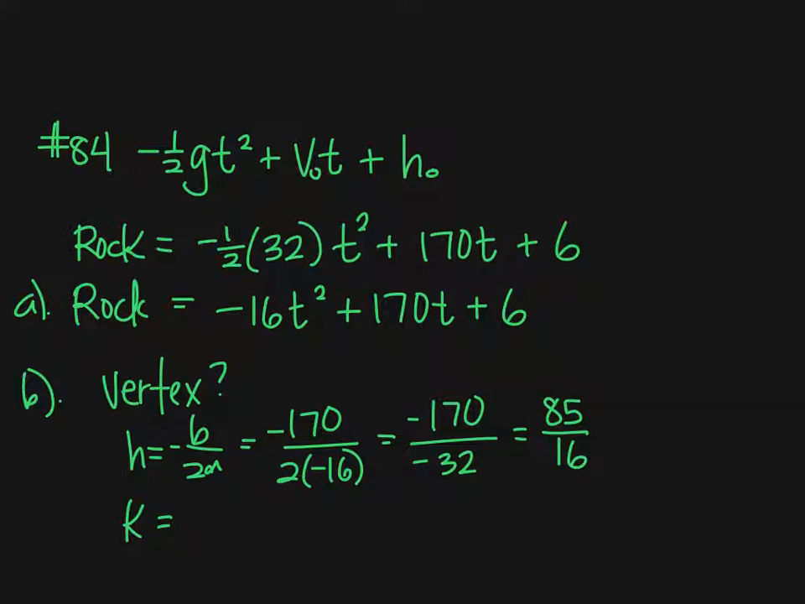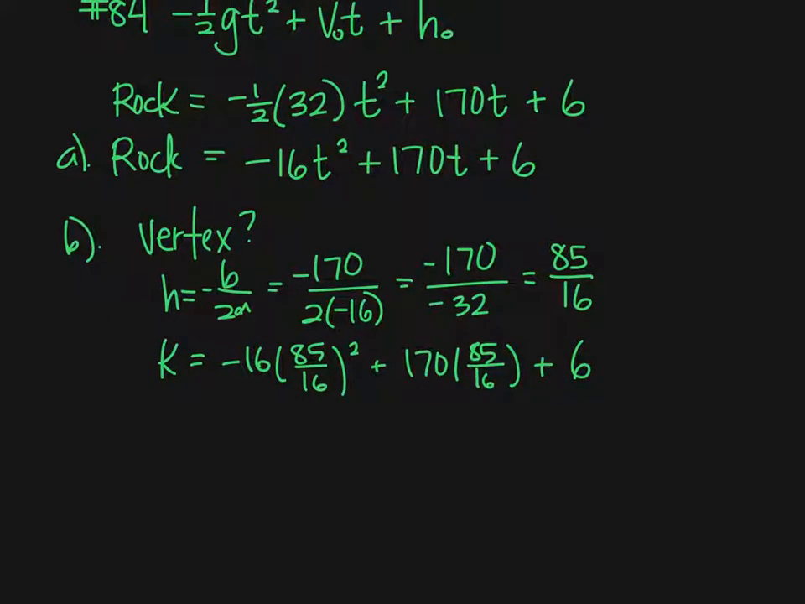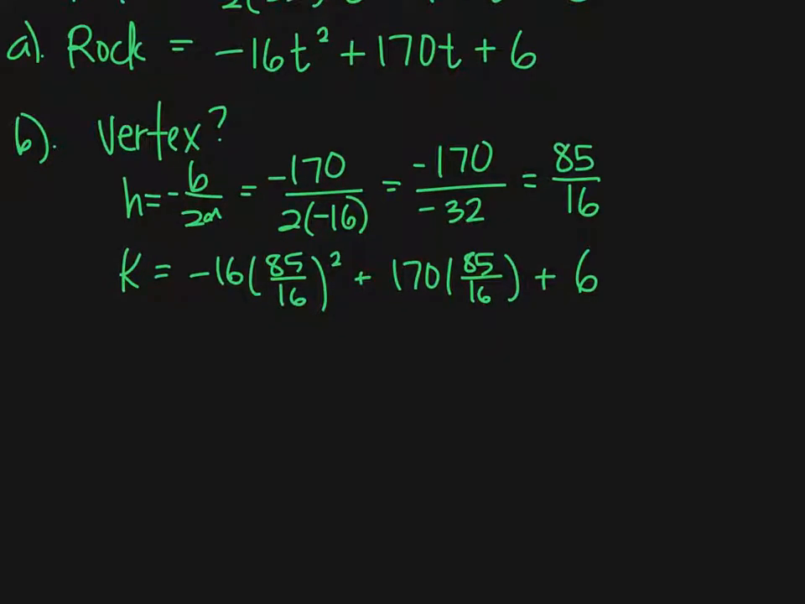So you're going to plug 85 over 16 back into the Vars equation. I mean, you can do it by hand if you want. Negative 16 parentheses 85 over 16, but then you got to remember to square that, and then you got to have 170 times 85 over 16, and then plus 6. So you can try that on your own, but there's a lot of places where students might make a mistake, like parentheses or squaring or a negative or something. So I always just feel like it's safer to plug it back into Vars. That's just my best advice for your best chance at getting it right.